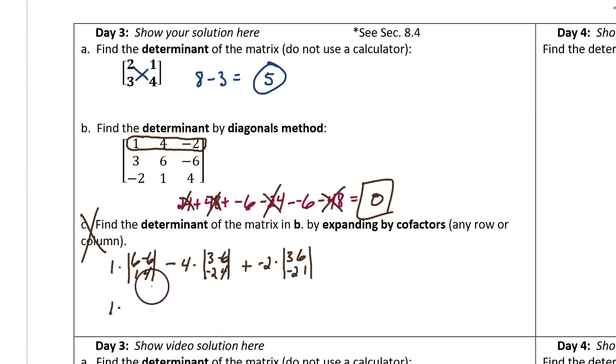So this is 1 times, and then 24 subtract negative 6 is 30. Now minus 4 times, this is 12 subtract 12, which is 0. Now plus negative 2 times, and then 3 subtract negative 12 is 15. 1 times 30 is 30, this makes 0, this is negative 30, and 30 and negative 30 is 0. So notice you get the same answer as the diagonals method, but this other technique is called expanding by cofactors.